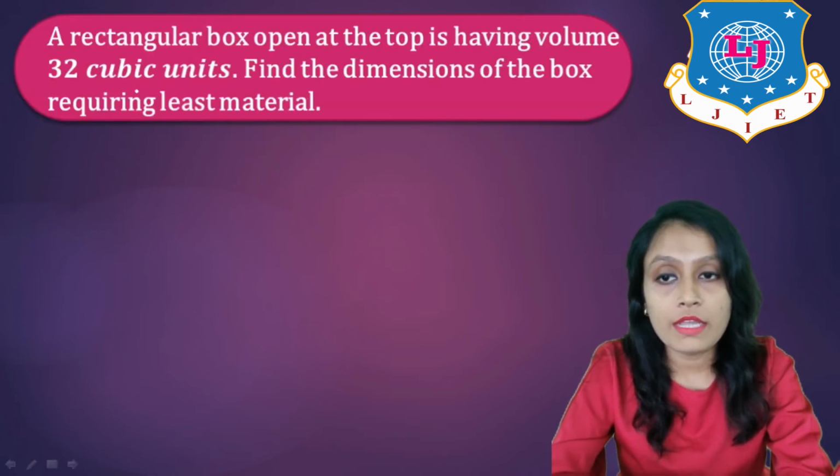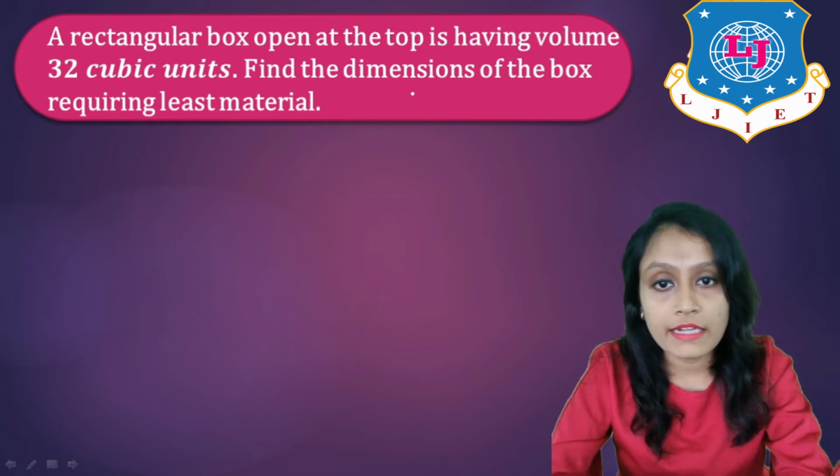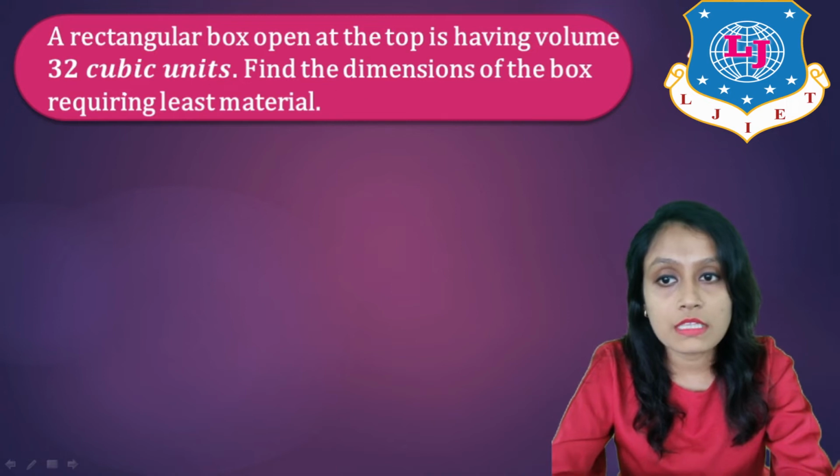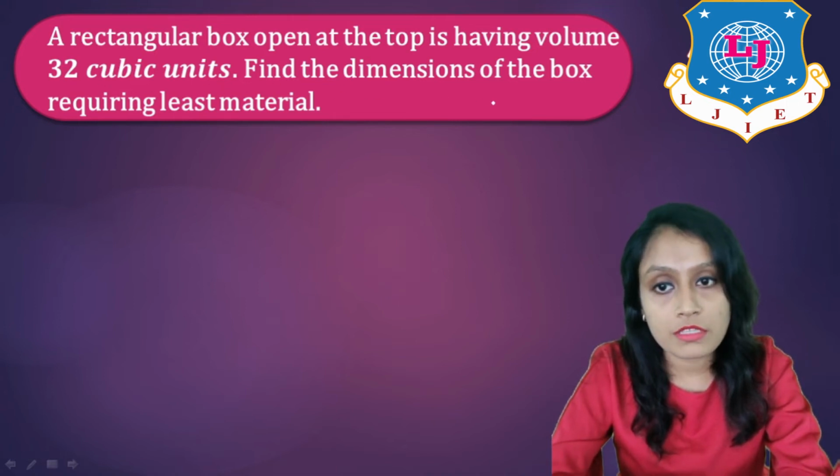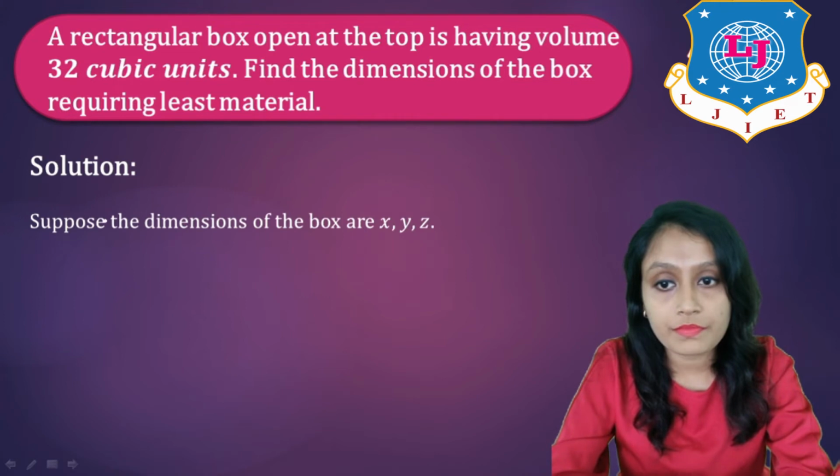Okay, now let's begin with the next example. A rectangular box open at the top is having volume 32 cubic units. Find the dimension of a box requiring least material. Okay, this is given, volume is given. We have to find the dimension of a box which requires least material for its construction. So let's begin with the solution.